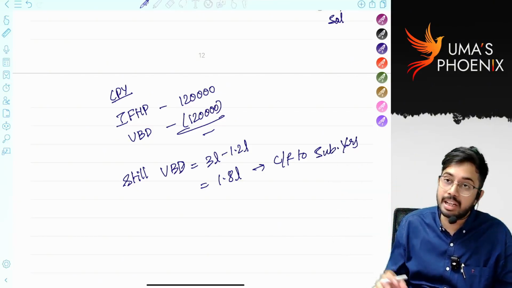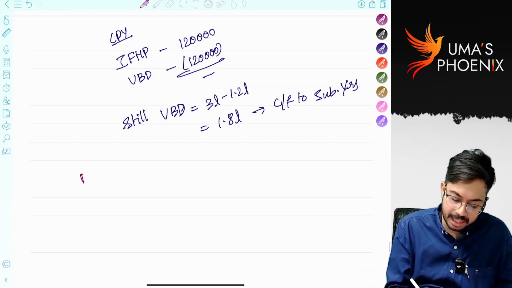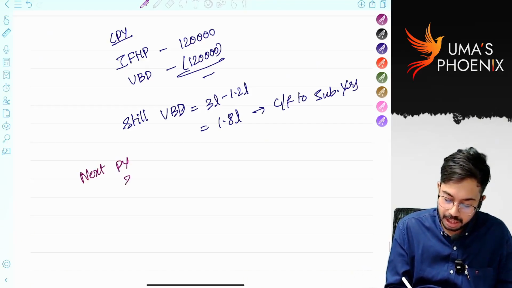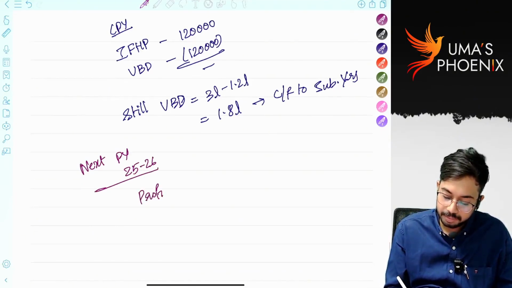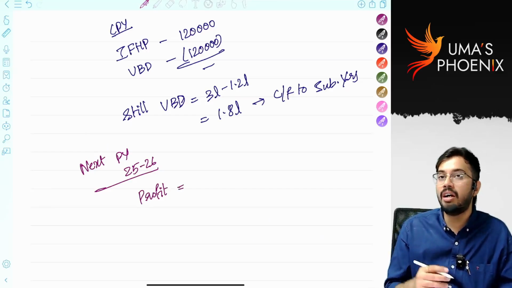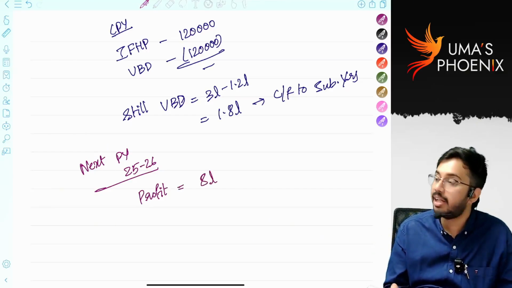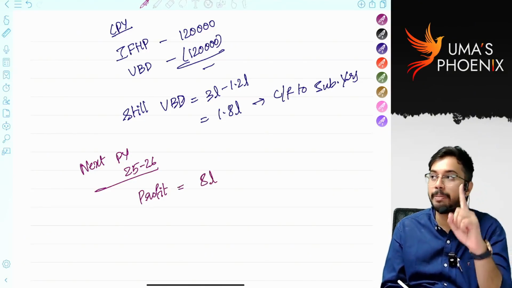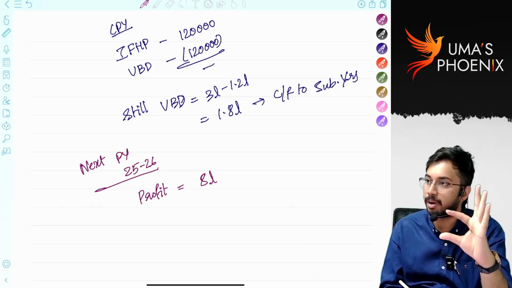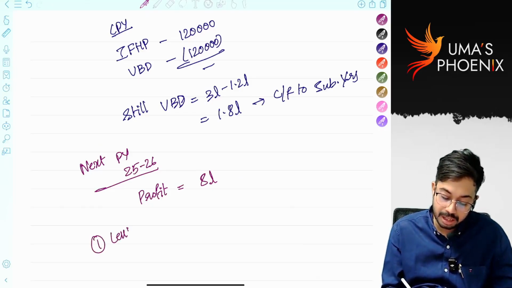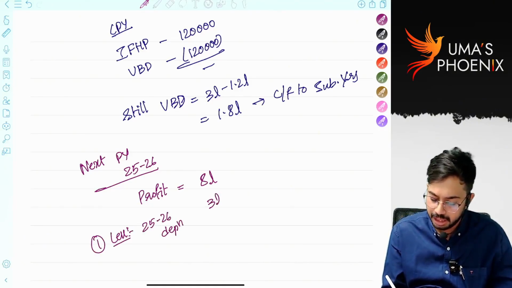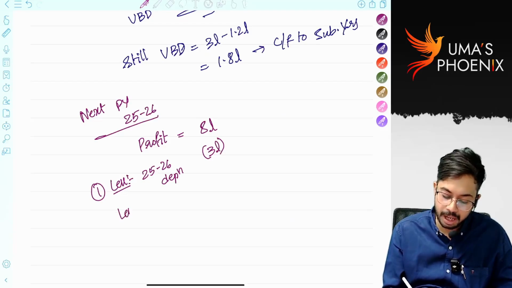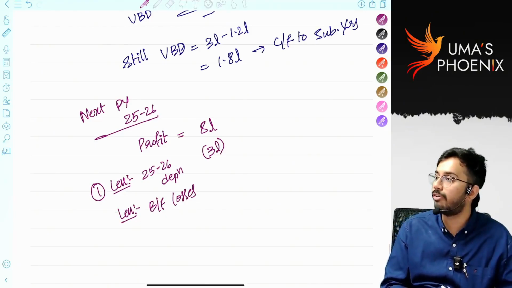Even in subsequent years, let's say the next previous year 25-26, let's say profit is, for example, 8 lakhs. If there are business profits, first priority in the next year should be to reduce that particular year's depreciation. You will reduce 25-26 depreciation of 3 lakhs. Second priority should be given to brought forward losses. Is it clear?